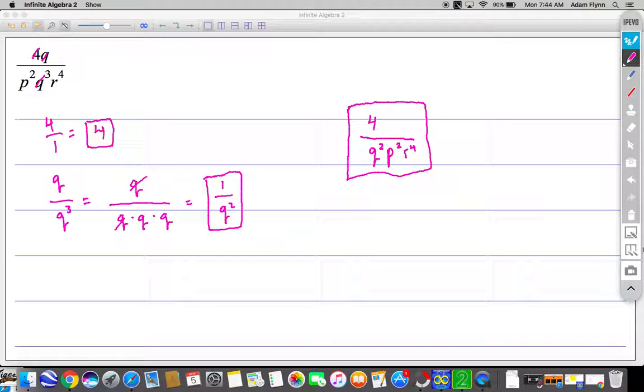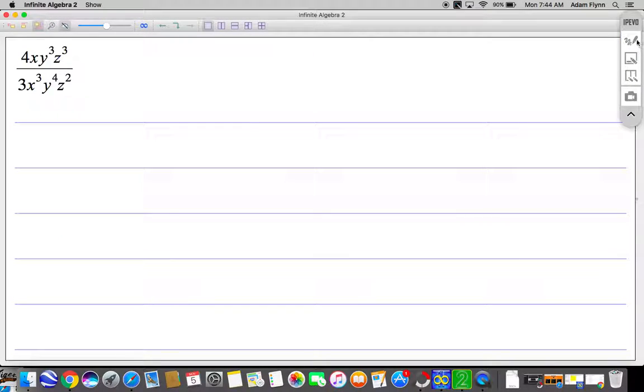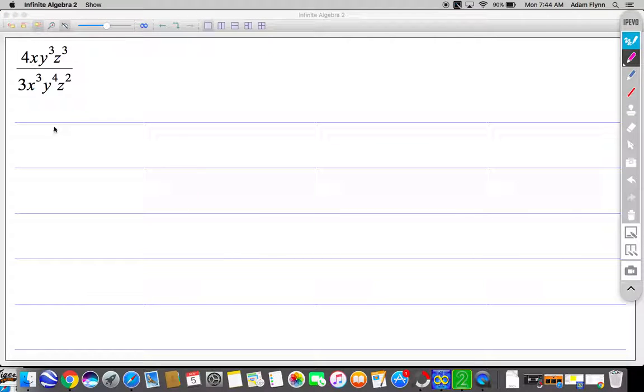Pause the video if you need more time. Moving on to the last one. Alright, so I'll take a look at my numbers, or my coefficients. I've got 4 over 3. Since I can't simplify that, that'll stay a part of my answer. So I'm done with the 4, done with the 3.